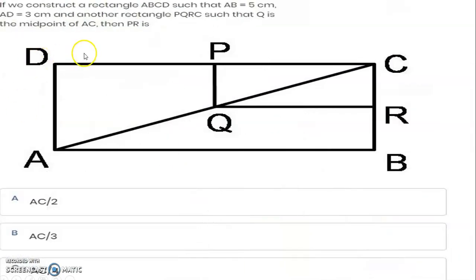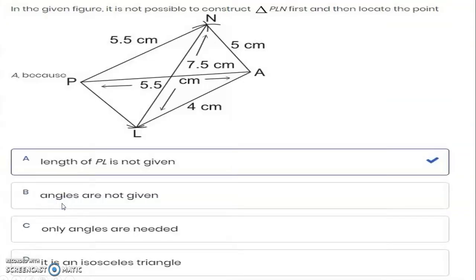Next question is, if we construct a rectangle, just now we saw this construction, so that AB is equal to 5 centimeters, the same measurement we constructed, and another rectangle PQRS such that Q is the midpoint of AC. What is the conclusion there? Yes, it is half of AC. So AC by 2 is the right answer.